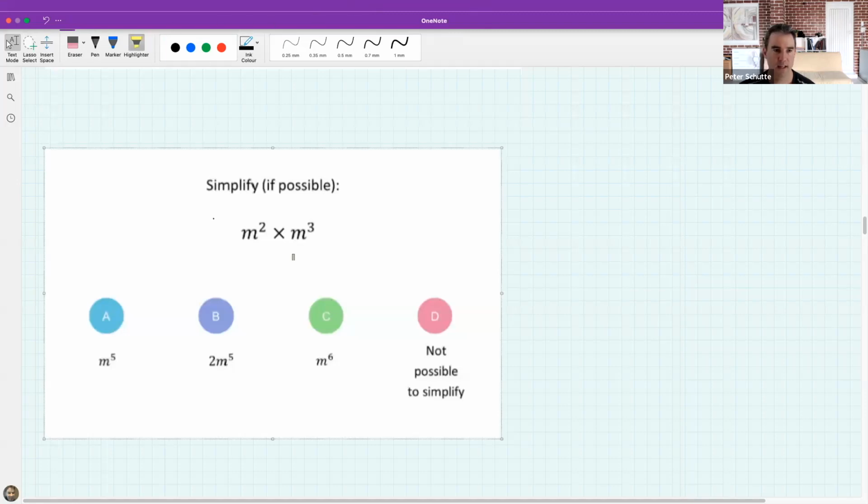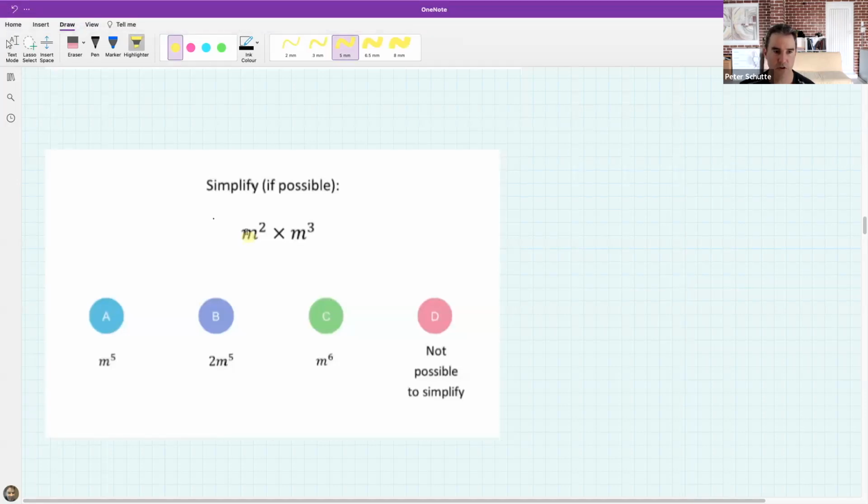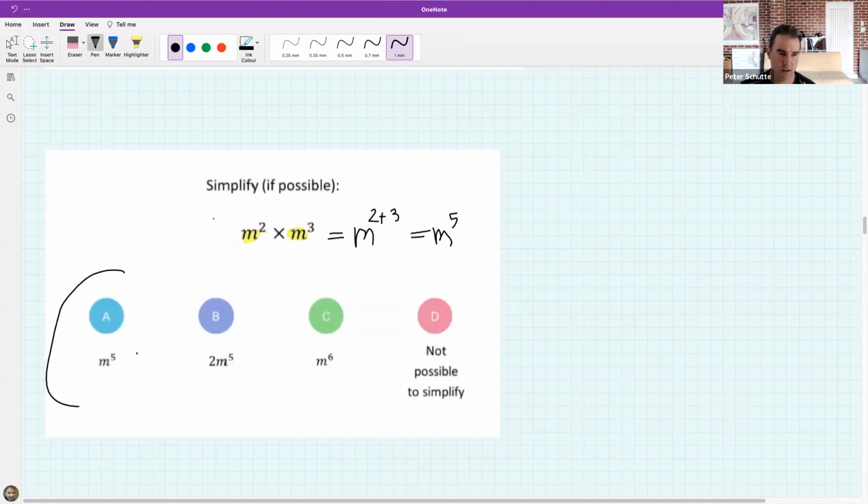Okay, so for me, the base in both situations is an M. And if that's the case, I would just write down an M, and then I add the powers, which is going to be M to the 5. And so the correct answer is going to be A.